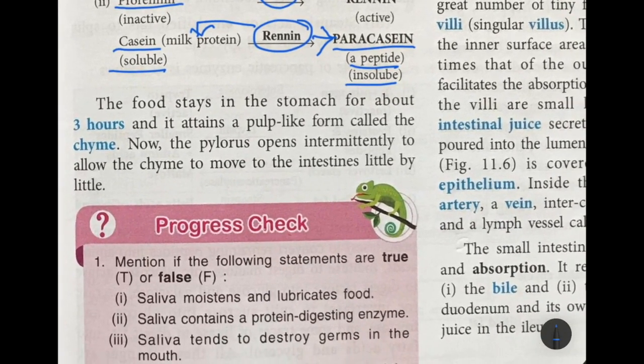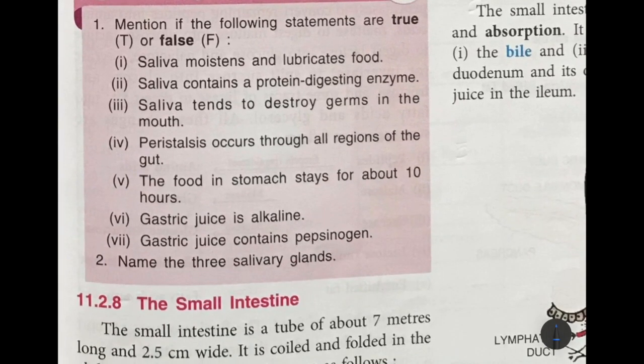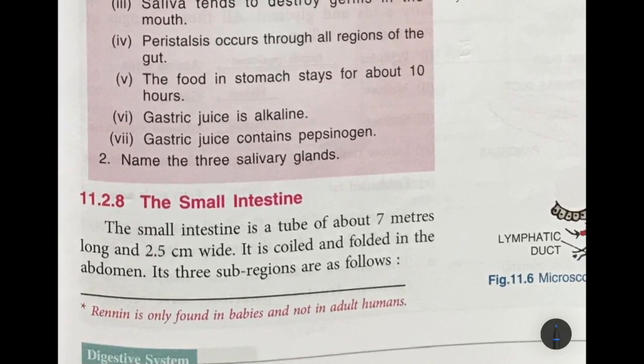Now the food stays in the stomach for about 3 hours and then it becomes pulpy. It turns into a pulp-like form and it is known as chyme. Now after that, the pylorus, remember the opening between the stomach and the small intestine, opens intermittently, that is at regular intervals, very slowly, and it allows the chyme to move into the intestines little by little. So from the stomach, now the food will move into the small intestine.